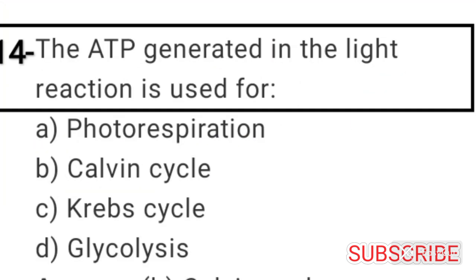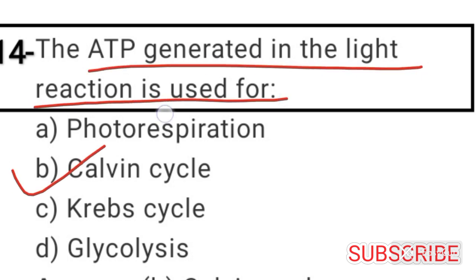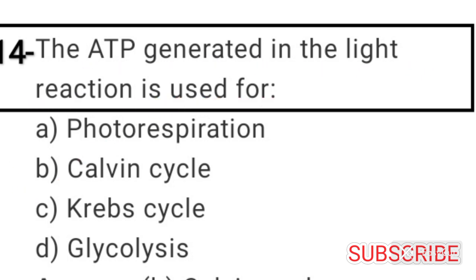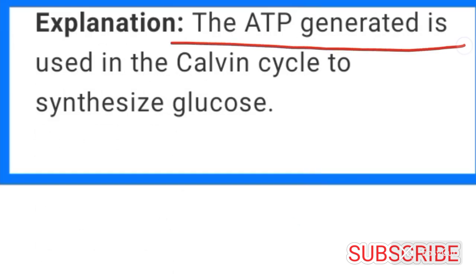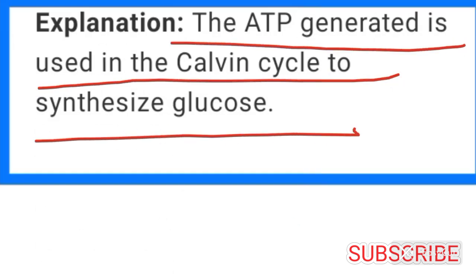Now come to question number 14. The ATP generated in the light reaction is used for, option B is correct here, Calvin cycle. The ATP generated is used in the Calvin cycle to synthesize glucose.